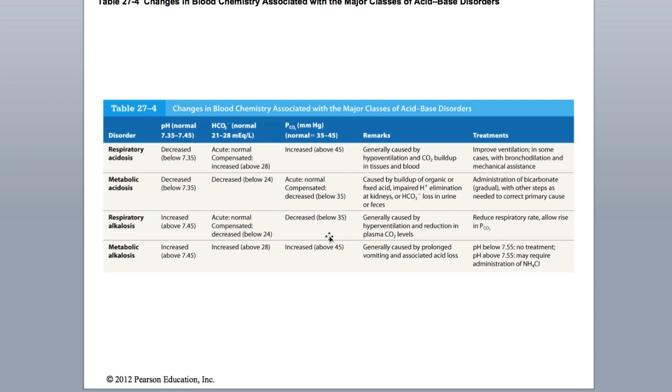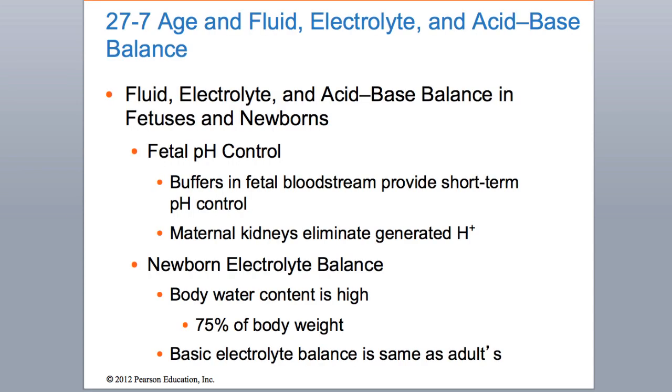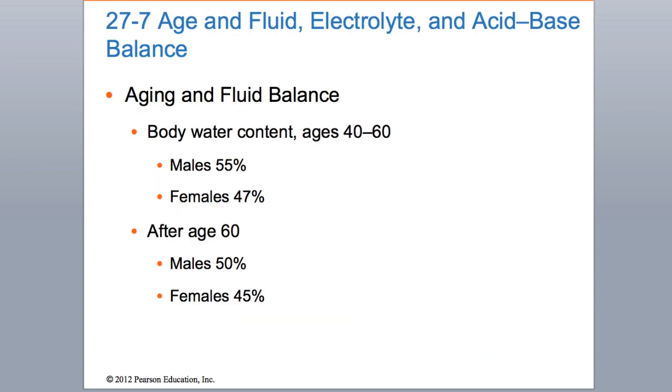Then we have respiratory alkalosis. You are hyperventilating. You are removing too much CO2, and so all you do is simply let your breathing rate slow down and you'll be able to re-accomplish that. Then we have metabolic alkalosis. Here, generally caused by prolonged vomiting associated with acid loss. Normally, you don't do much with it, but if it's way up there, you might need to add ammonium chloride to help neutralize the alkalosis. Don't care for that.